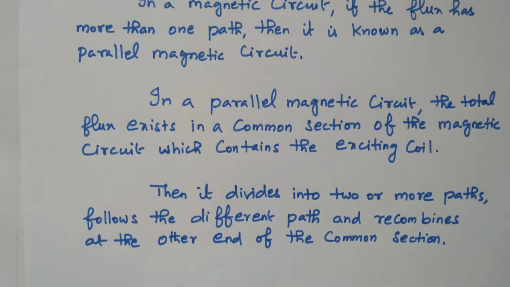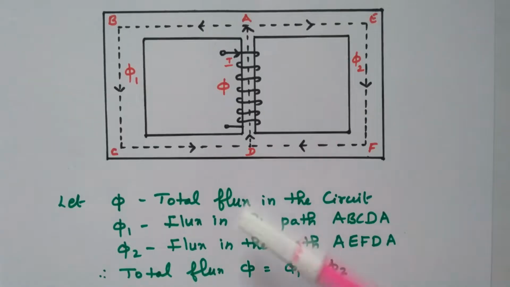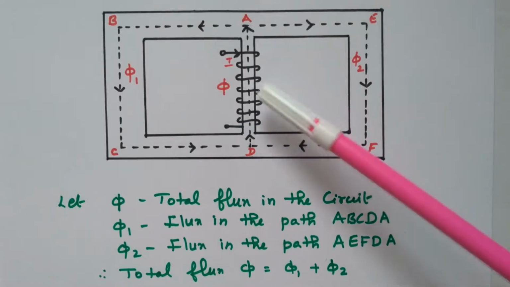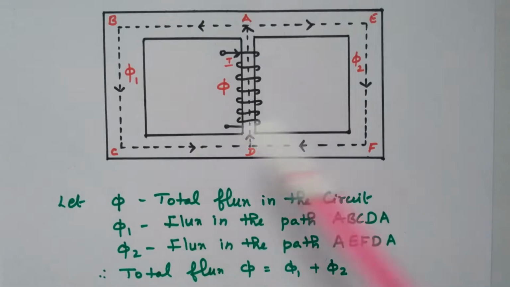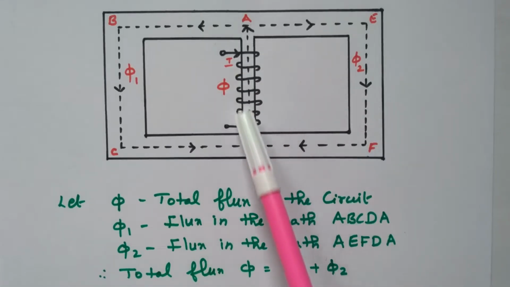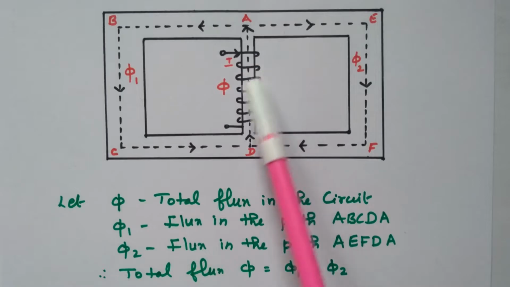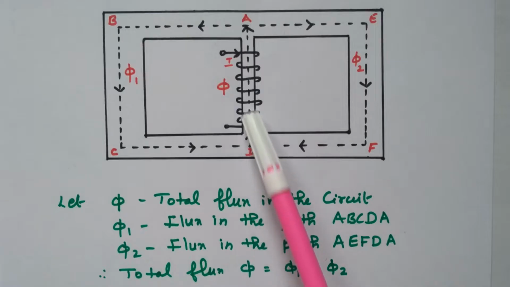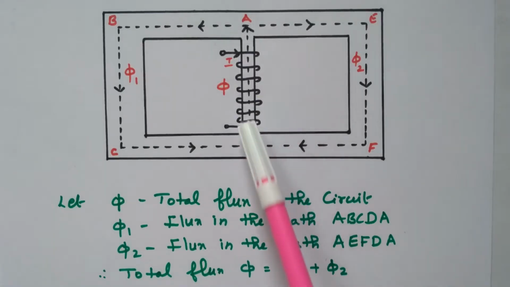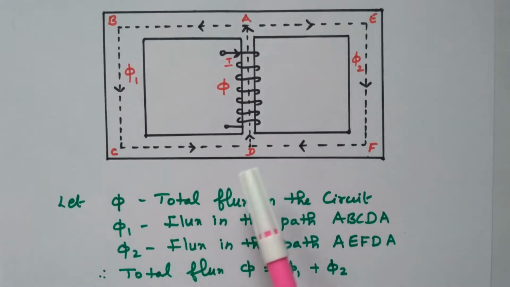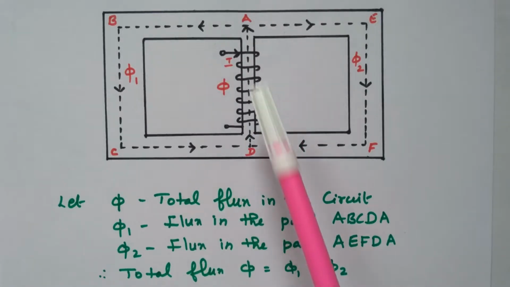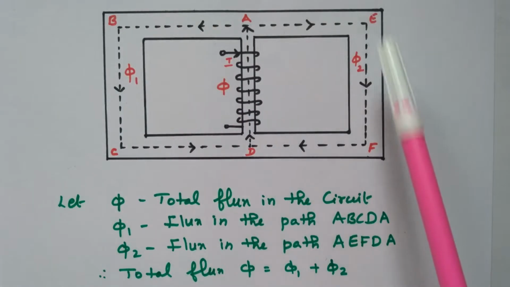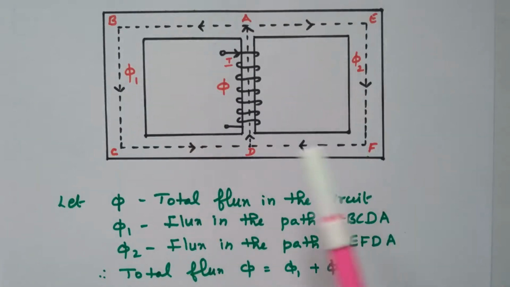Now we'll refer to the diagram. In this diagram the exciting coil is available at the center limb. Another two parts are available on this side and the other side. The current I is flowing through the coil. Due to the rate of change of current, the flux is produced. So this is the common section having the exciting coil. The total flux is available in this part, which is named AD. The other parts are named A, B, C, D, E and F.